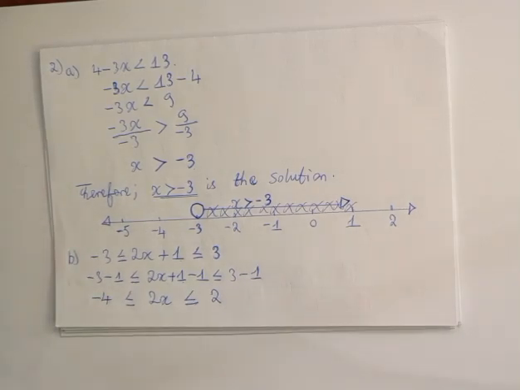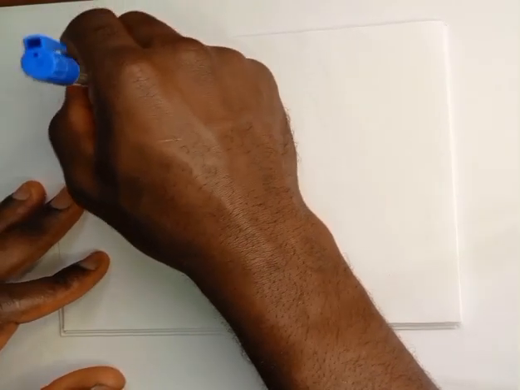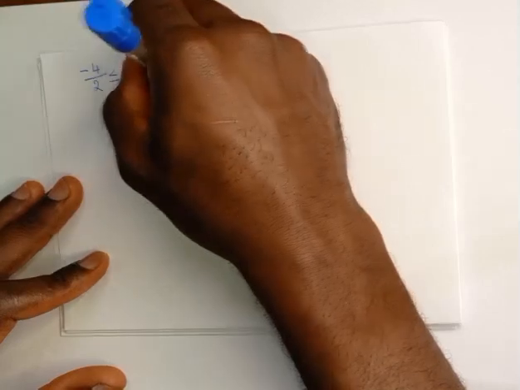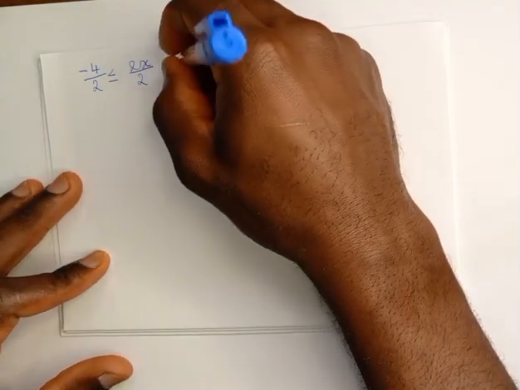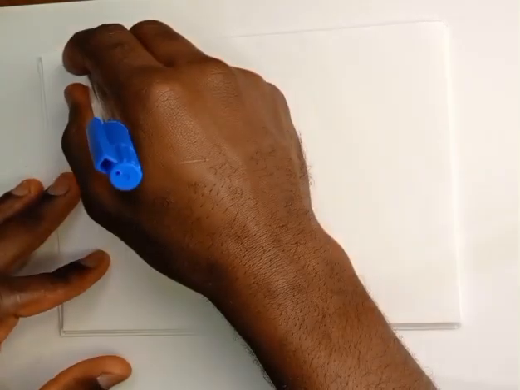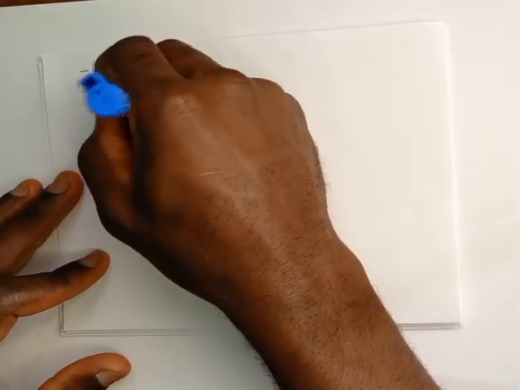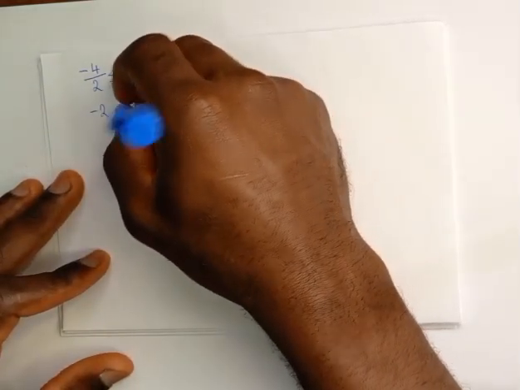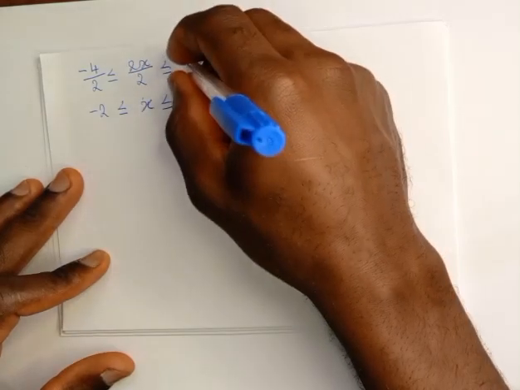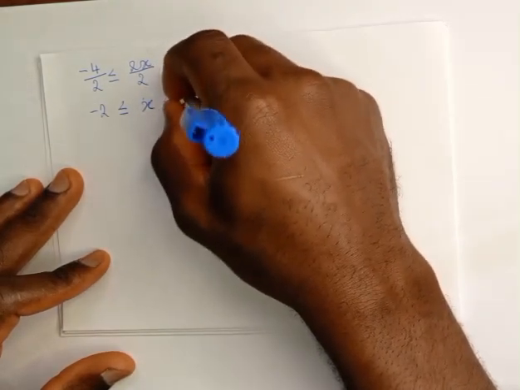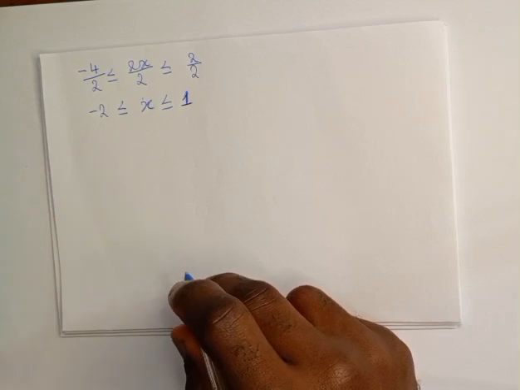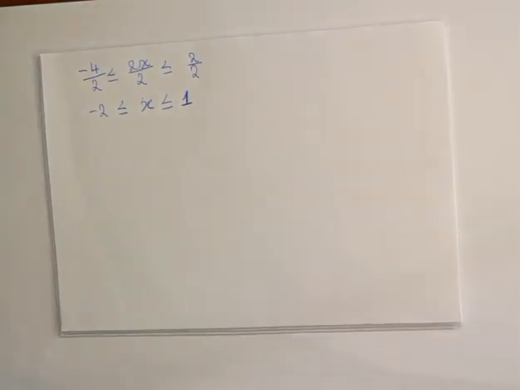The next step, we are going to divide all through by 2, the coefficient of x. Dividing all through by 2, -4 over 2 is less than or equal to 2x divided by 2, which is less than or equal to 2 divided by 2. Negative 4 divided by 2 gives us negative 2, 2x divided by 2 gives us x, and 2 divided by 2 gives us 1. Negative 2 is less than or equal to x is less than or equal to 1 is the solution of the given inequality.